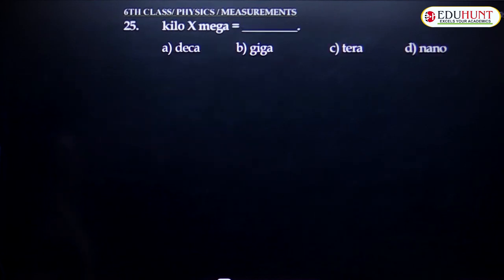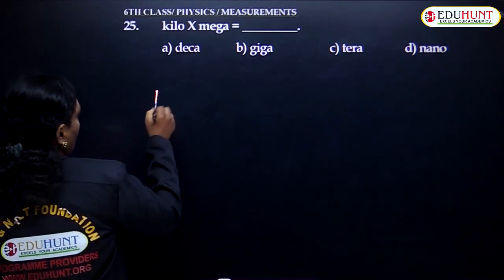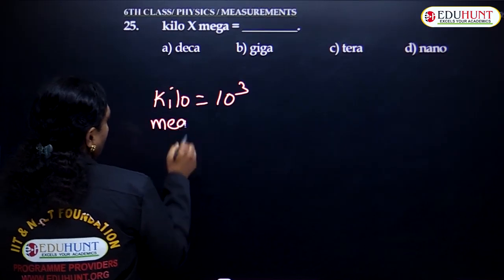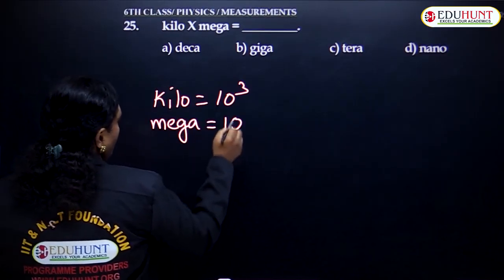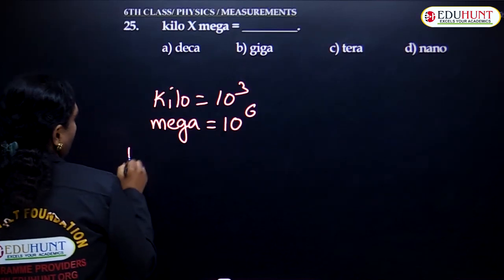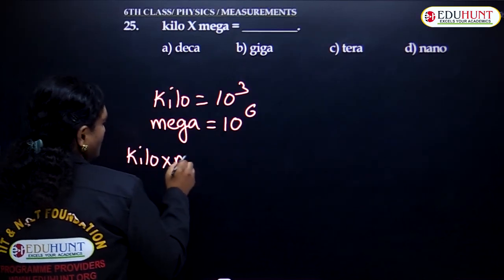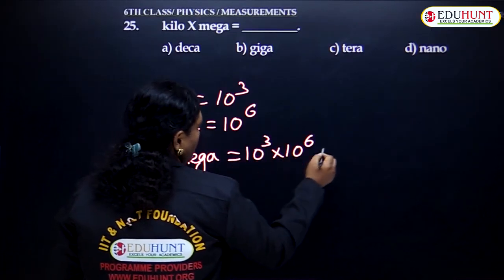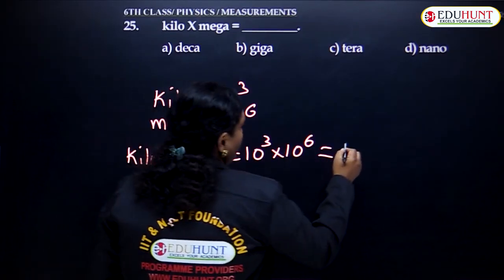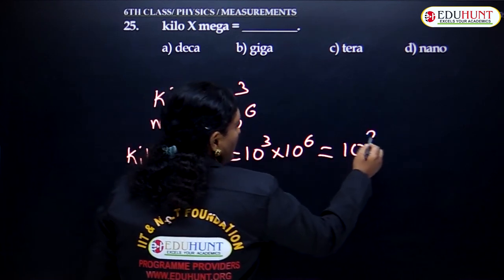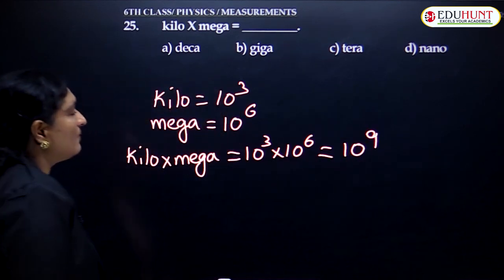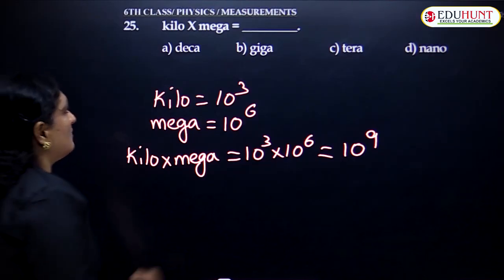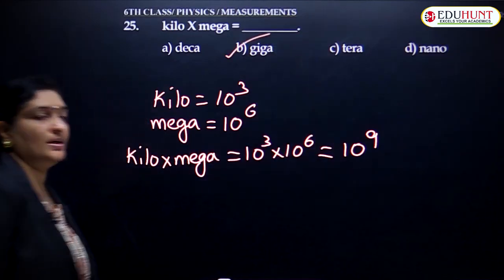Kilo into mega is how much? Children, you know that kilo is nothing but 10 power 3 and mega is 10 power 6. So when you are asked to find out kilo into mega, it equals 10 power 3 into 10 power 6. Finally, what is the final answer, children? 10 power 3 into 6 is 3 plus 6. It is 9. Hence, what does 10 power 9 indicate? 10 power 9 indicates giga. So, tera means 10 power 12, giga means 10 power 9. Hence, your option is B.